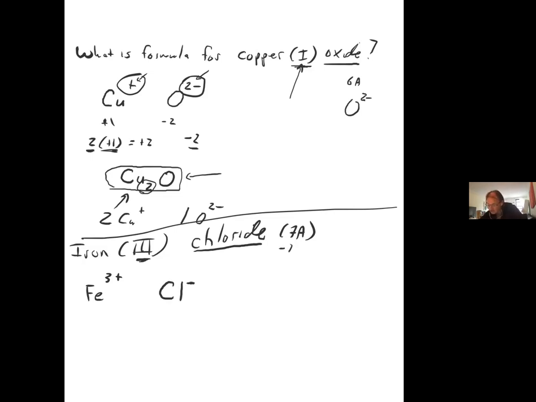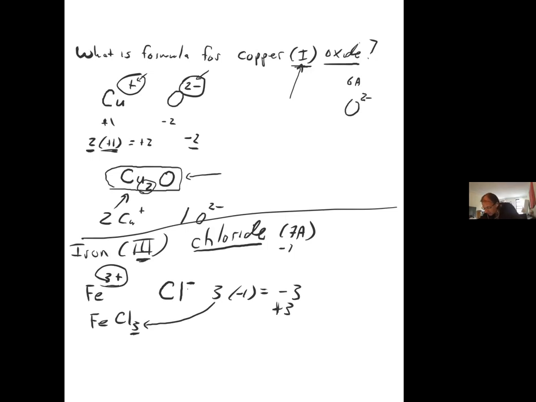Okay, and then you say, okay, how many chlorides do I need to balance this +3 charge? You need 3 of them, right? 3 negatives will balance +3. So that means you need 3 of them. So the way you write that is Cl3, right? You need 3 of the -1s to equal -3. The -3 has to counter the +3. So you're going to write that as a subscript, right? So the subscript is the number of the ions.